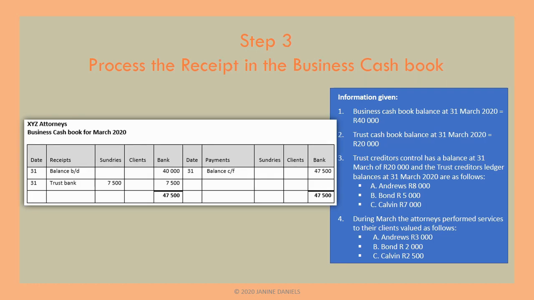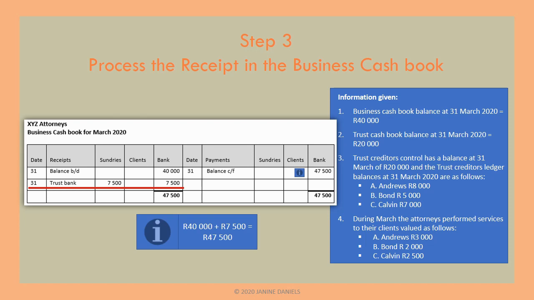Next, the receipt should be processed in the business cash book. On the receipts side, the total amount of 7,500 Rand should be recorded in the sundries and bank columns. The description is trust bank in order to indicate where the money is coming from. Since there was an opening balance of 40,000 Rand and 7,500 Rand is transferred into the account, the new balance is 47,500 Rand.